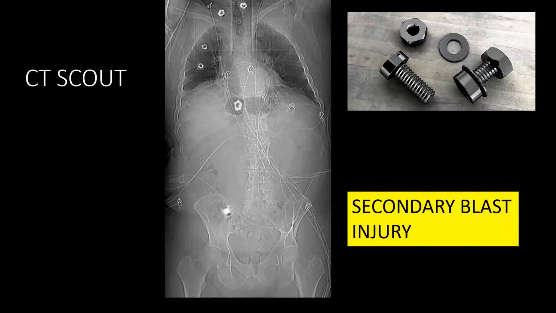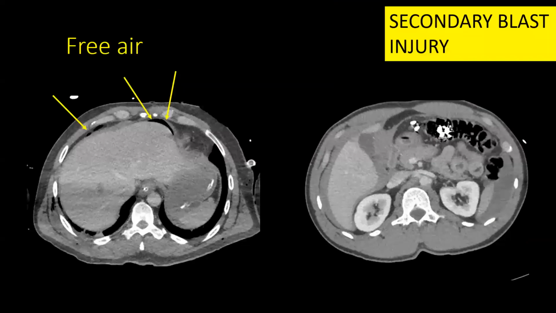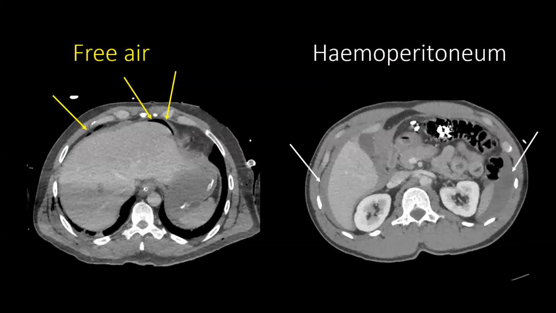And a good way to identify all the metal fragments is either to do a whole body CT or to do a CT scout and make sure that you look at the peripheries of the CT scout so you don't miss any metal fragments. If you suspect that there is metalwork within the abdominal cavity, then CT will probably show you free air and blood within the peritoneal cavity.